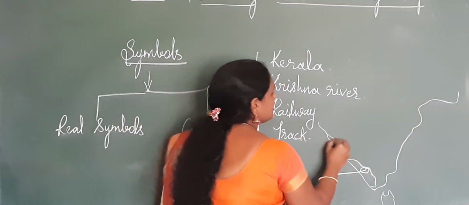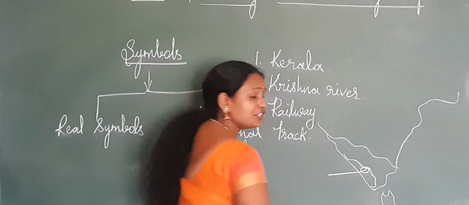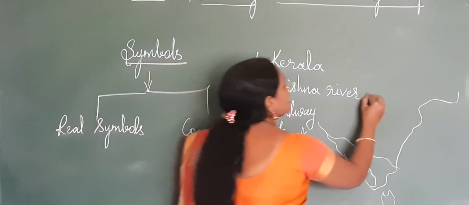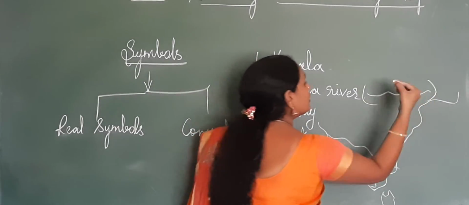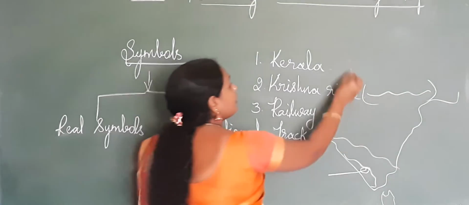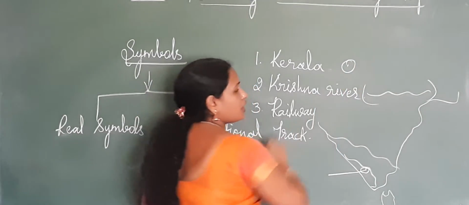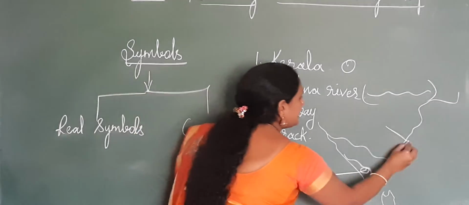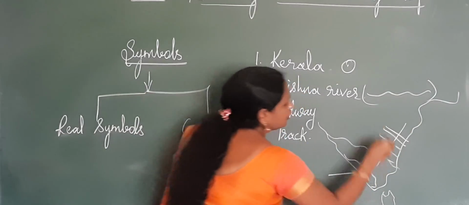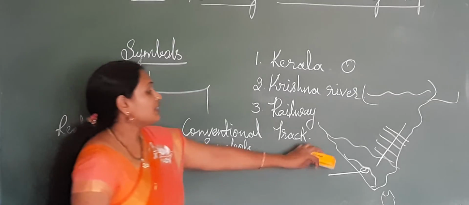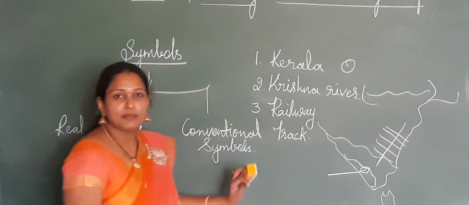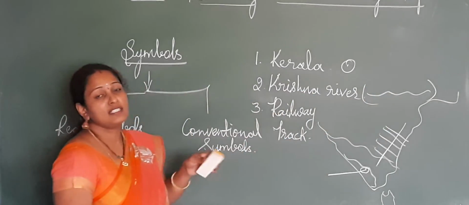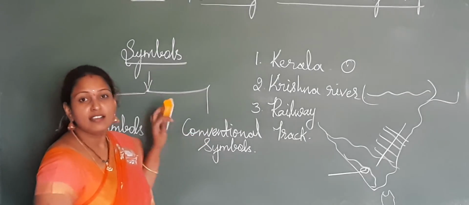Next, River Krishna. Are we using the same point on this? No. We are using a symbol that looks like a wave. If it is a state and capital, you are using this. If it is a river, and then if it is a railway track, you are using some lines on it. So these are called symbols, which are also represented as conventional symbols.